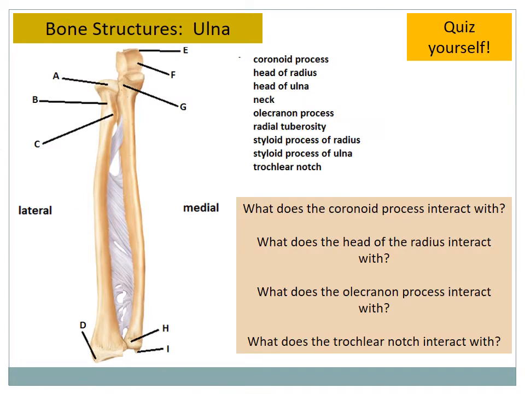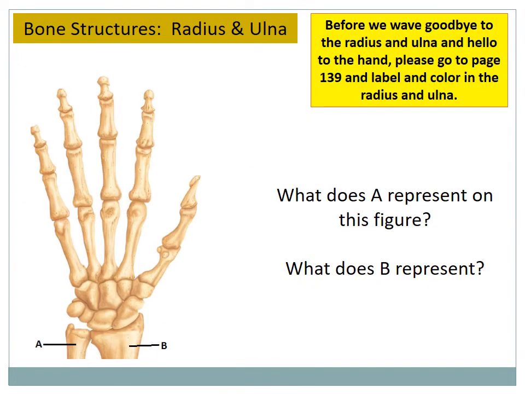Alright, here's another quiz yourself. You know what to do here. Go ahead and just pause, see what you remember, and then we'll continue on. Alrighty, so before we wave goodbye to the radius and ulna and hello to the hand, please go to page 139 and label in color in the radius and ulna, or just label it. Looking at this picture here, what does A represent? A is the ulna, and what does B represent? That represents the radius.